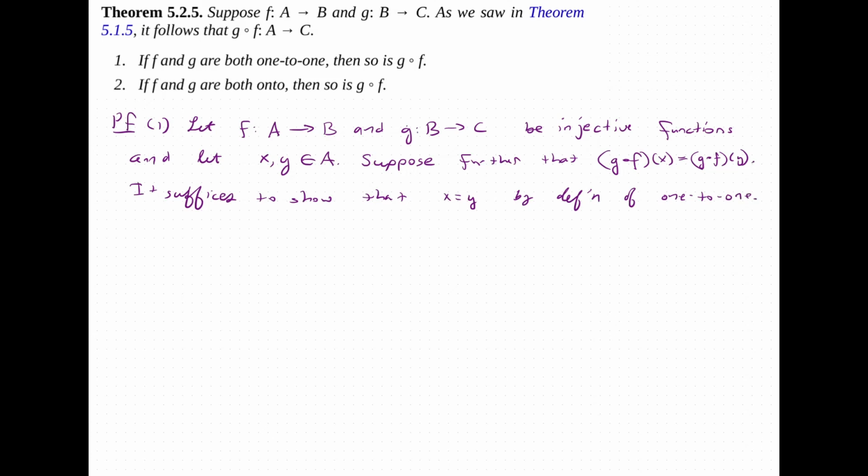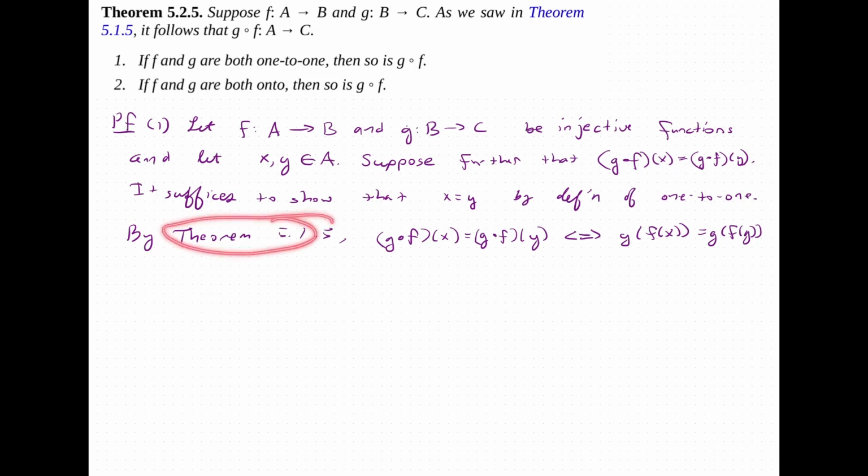So let's go about this. When we covered our definition on composition, this was theorem 515. So by theorem 515, we have that the evaluation g compose f at x and g compose f at y is equivalent to g of f of x equals g of f of y. So the theorem is being used in translating the composition g compose f evaluated at x to rewriting it as g of f of x.